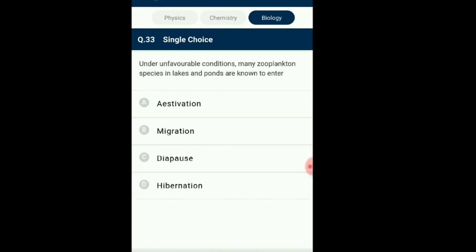Question number 33. Under unfavorable conditions, many zooplankton species in lakes and ponds are known to enter. Organisms respond to abiotic factors in different ways. If the stressful external conditions are localized or remain only for a short duration, then many zooplankton species in lakes and ponds are known to enter diapause, a stage of suspended development. So the answer is option C, diapause.